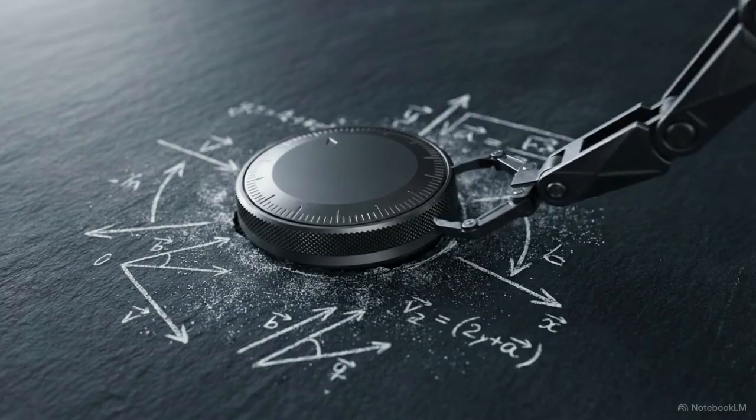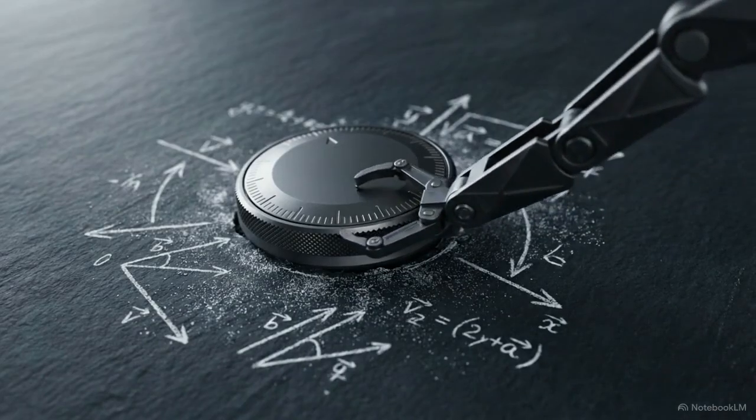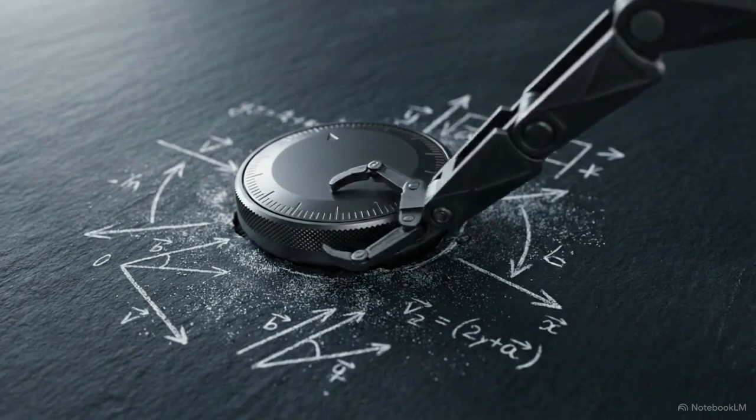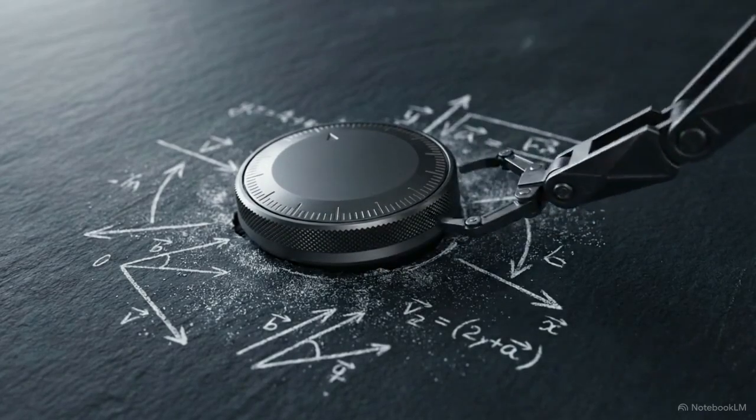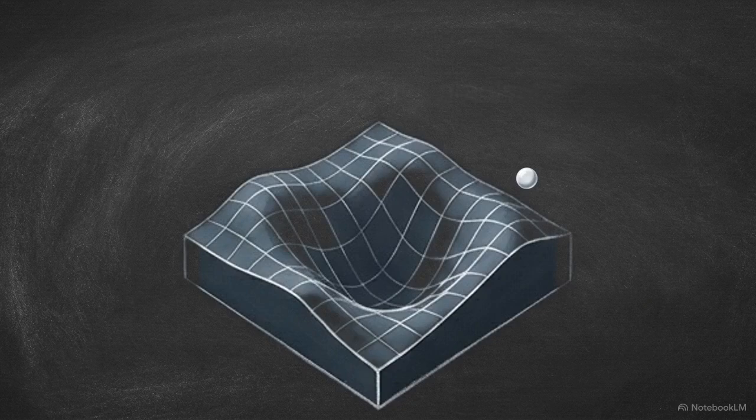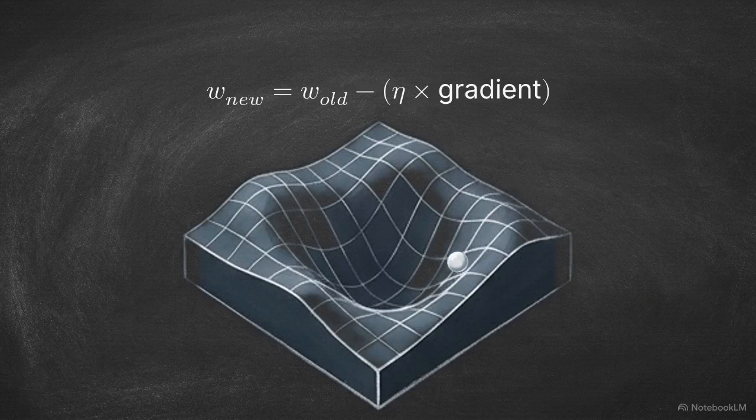Finding the slope is only half the job. To learn, the model uses that slope to update its internal parameters and fix the error. This is the weight update rule. The critical detail here is the minus sign. To move toward the bottom of the valley, where the error is lowest, the model must subtract the gradient from its current position. This process is known as gradient descent.